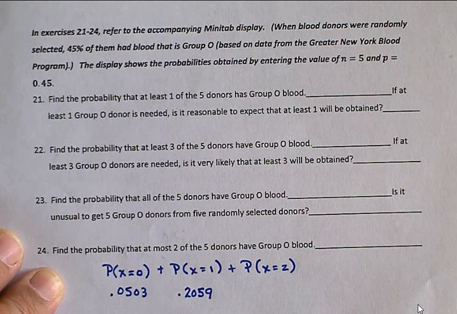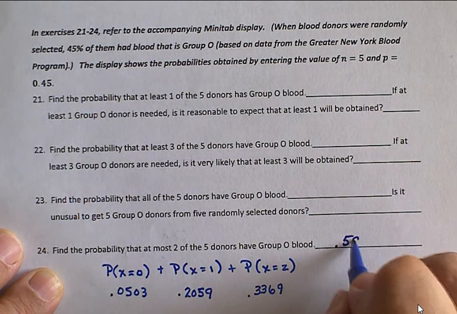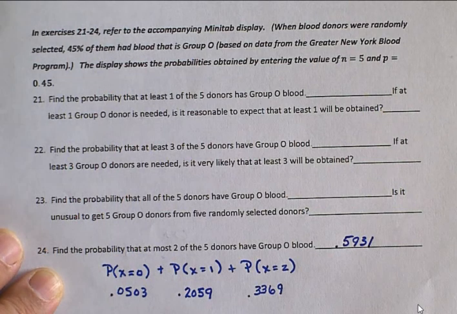And I get 0.3369. Okay, so I took them all out to 4 decimal places here, just so that I could get a clearer picture. And I get 0.5931 then as my final probability. Okay, on my answer sheet, I just rounded that to 0.593.